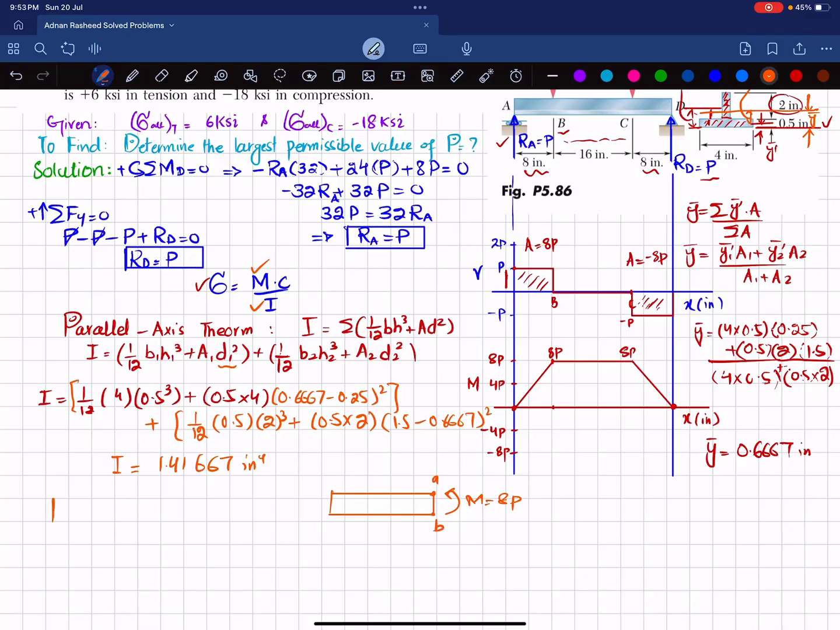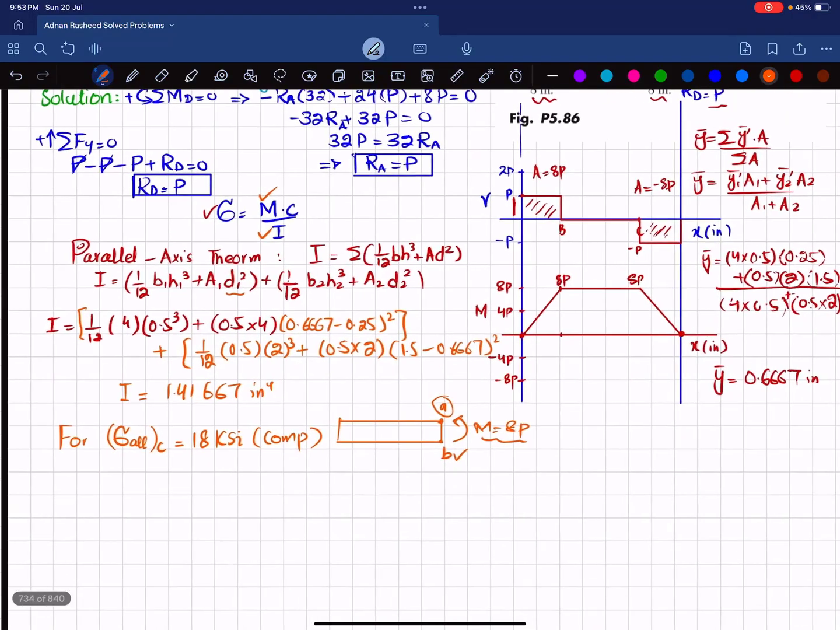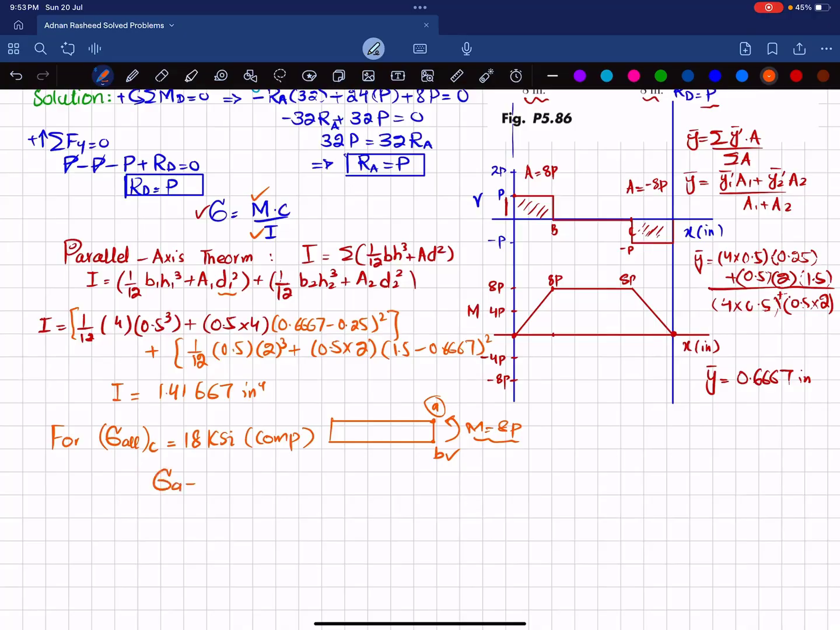Now we have been given the allowable normal stress for compression as 18 ksi, that is minus 18, which means compressive. So due to this loading, you can see the upper portion, point A, will be in compression while point B is in tension. So sigma A will be equal to the maximum bending moment times CA divided by I. Sigma is 18 ksi, the maximum bending moment is 8P, and what is CA?